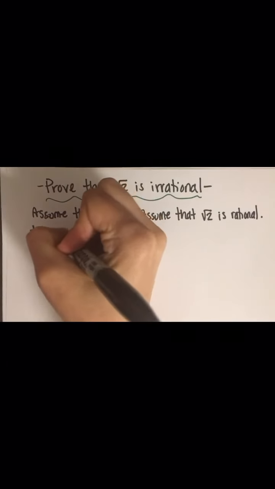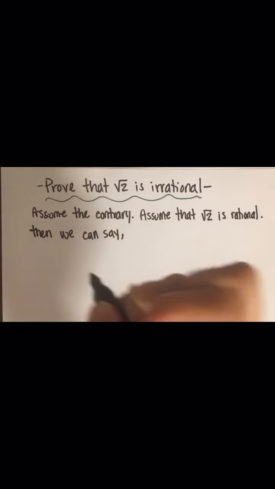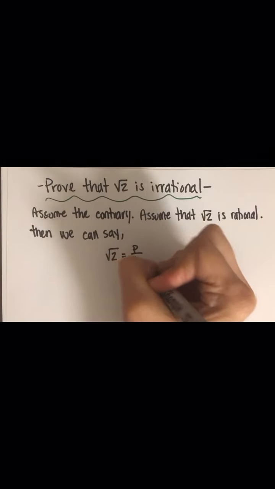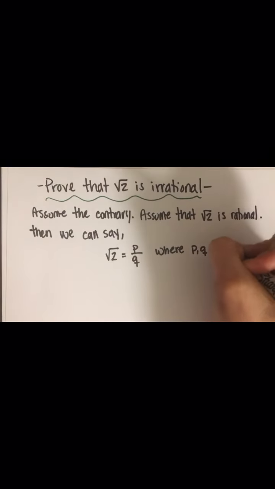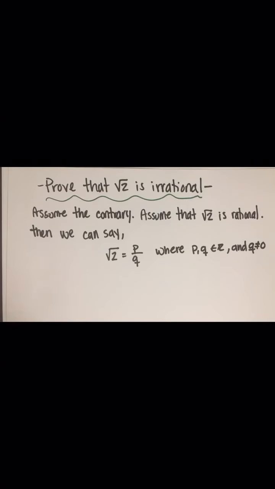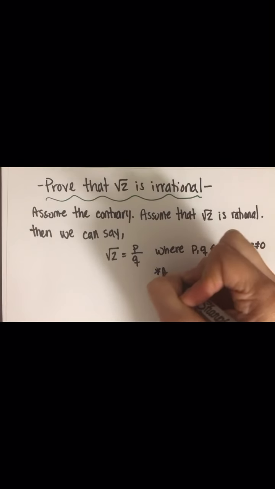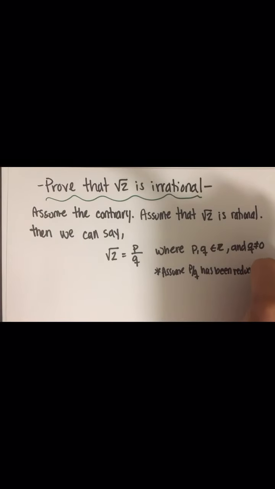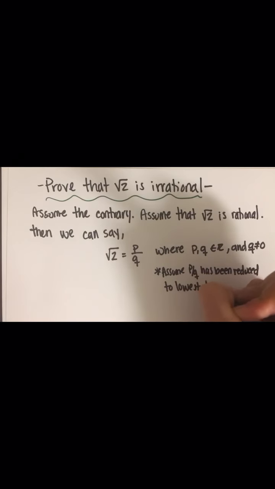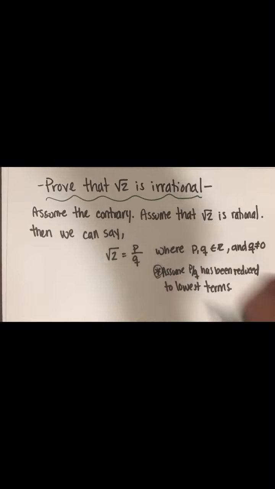So then we can say square root of 2 equals p over q, where p and q are integers and q does not equal 0. Okay. Further, assume that this fraction has been reduced to lowest terms. This is crucial because if p over q has been reduced to lowest terms, then we know that at most only one of them is even. So further assume this right here.